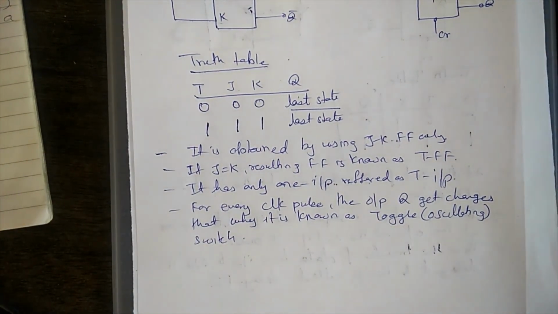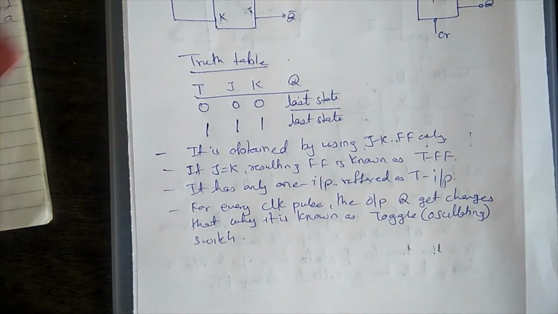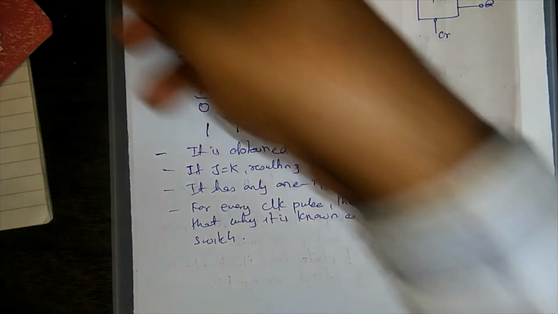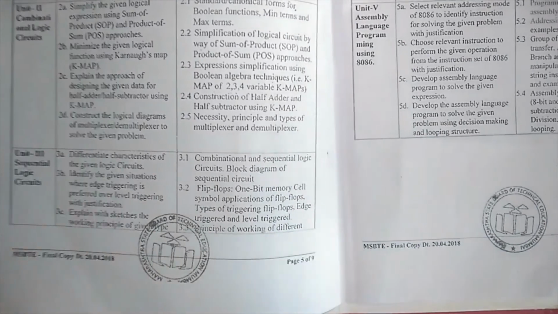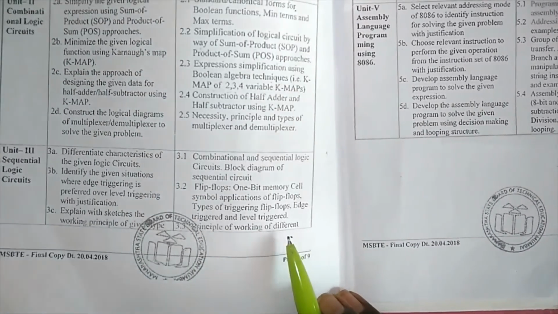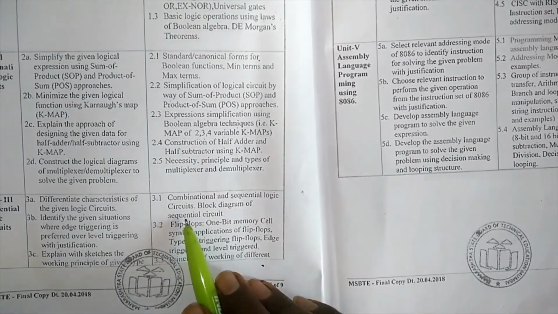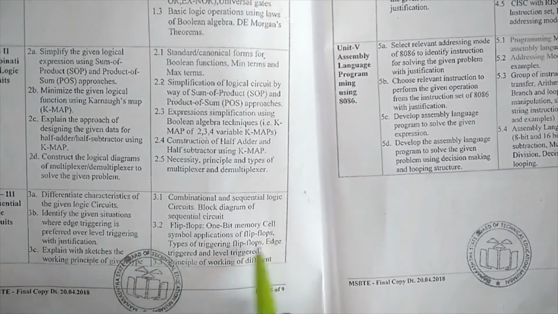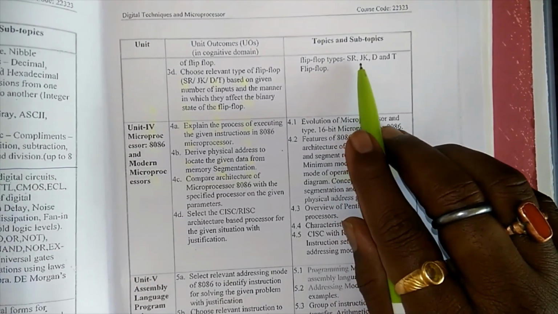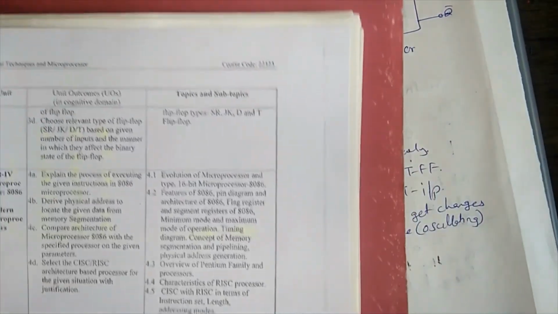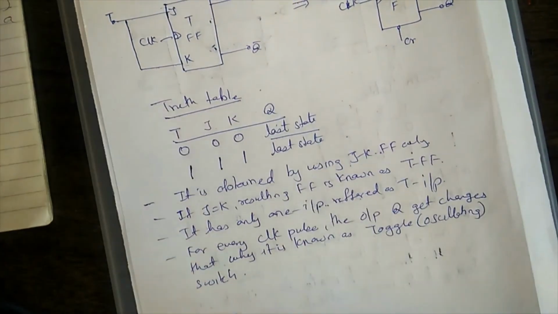So if you see the syllabus, in our syllabus we have finished combinational logic circuits, flip-flop as a 1-bit memory cell, types of trigger methods, and the principle of working of different flip-flops: SR, JK, D and T flip-flops. So now we can declare that this unit 3 is finished.